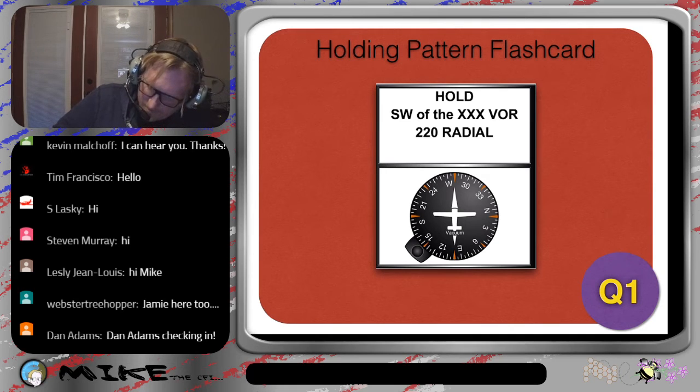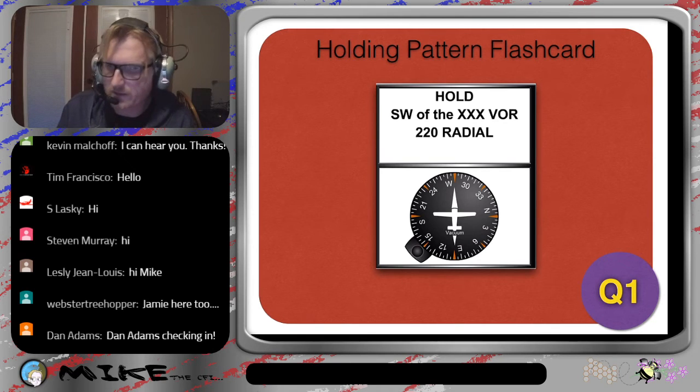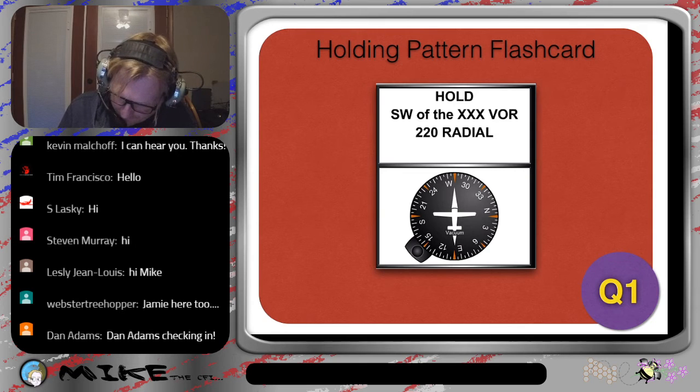It's always good to have a couple ways of doing things. So looking at this one here, if we look at the holding instruction, we're told to hold south of the VOR on the 220 radial. So what we'd want to do is draw that out. So we draw our VOR and we draw the 220 radial.